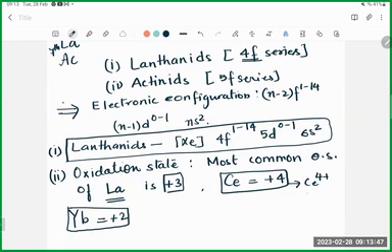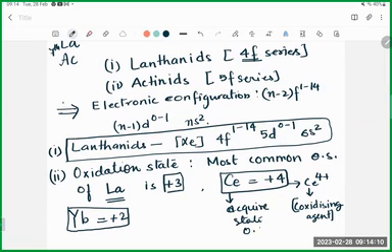This acts basically as an oxidizing agent, because it is losing more electrons and undergoing self reduction. So we say it acquires a quite stable oxidation state. Cerium 4 plus acts as an oxidizing agent.